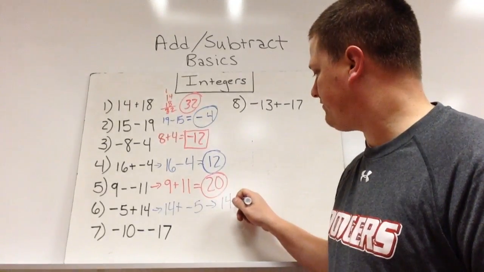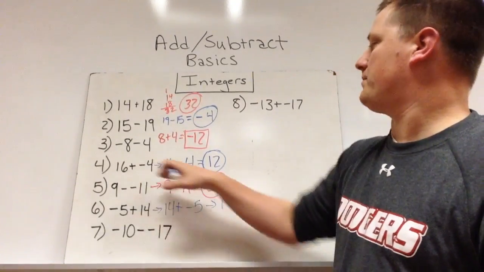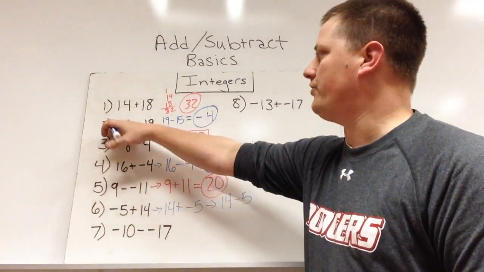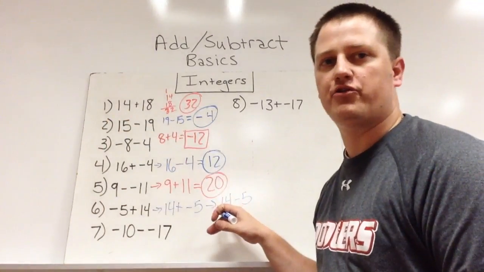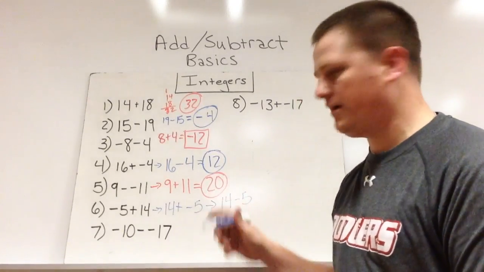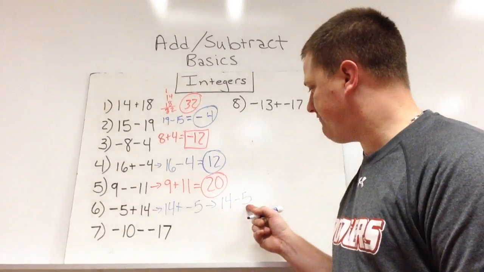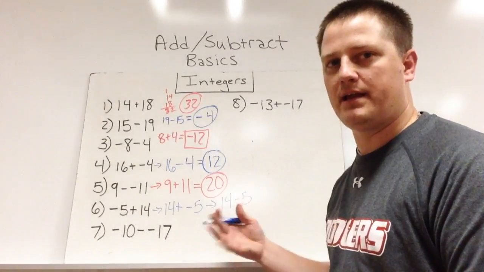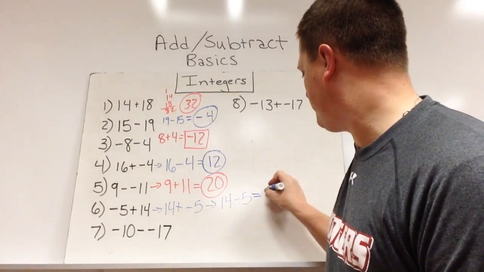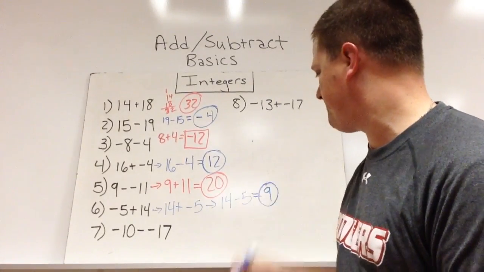14 minus 5. And then in number 4, once we've rearranged that, we go back to rule 2, and we would treat this based off of rule 2, which is we need to look at which one's bigger. 14 is bigger than 5, so we just subtract it the way it is and get a positive number. 14 minus 5 is 9.